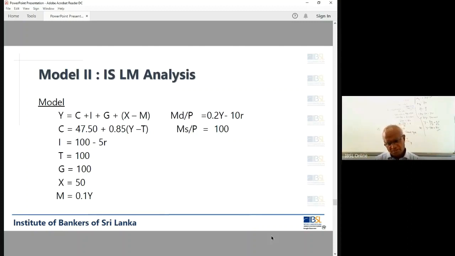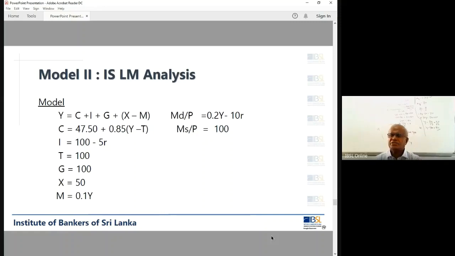What do you call the LM curve? No issue. For the LM curve, the demand for money equation is there: 0.2Y minus 10R equals the supply of 100. Then you can derive the relationship between Y and R, and that is the LM curve. The IS curve comes from this, and it is simple mathematics. If you want, I can work it out, but try at home.